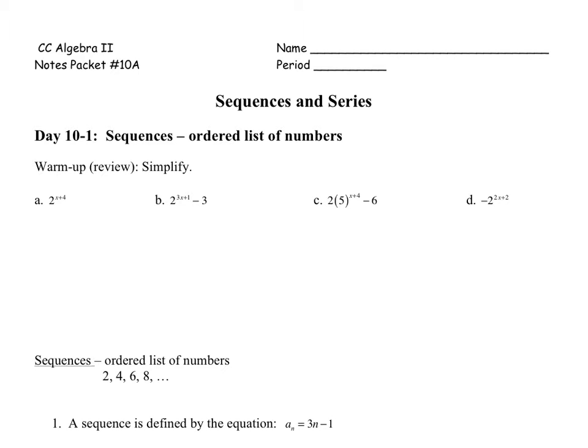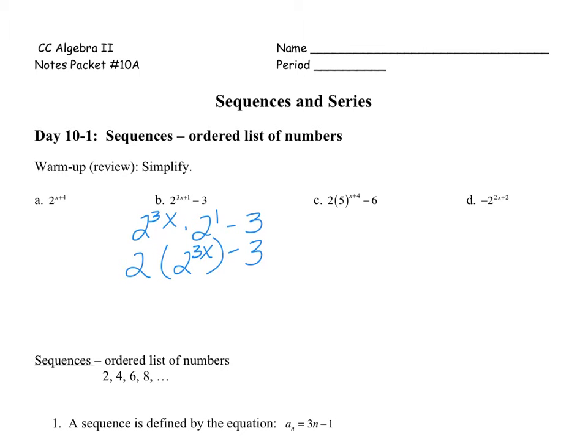So taking a look at the warm-up, basically the directions say to simplify. We're going to go right to letter B. 2 raised to the 3x plus 1 minus 3. All right, they want us to simplify. So we actually want to break up that exponent. Now we know in the world of exponents, addition means multiplication. So we're going to write that as 2 to the 3x times 2 to the first minus 3. Well, 2 to the first is 2, so I'm going to bring that to the front. So now I have 2 times 2 to the 3x minus 3.